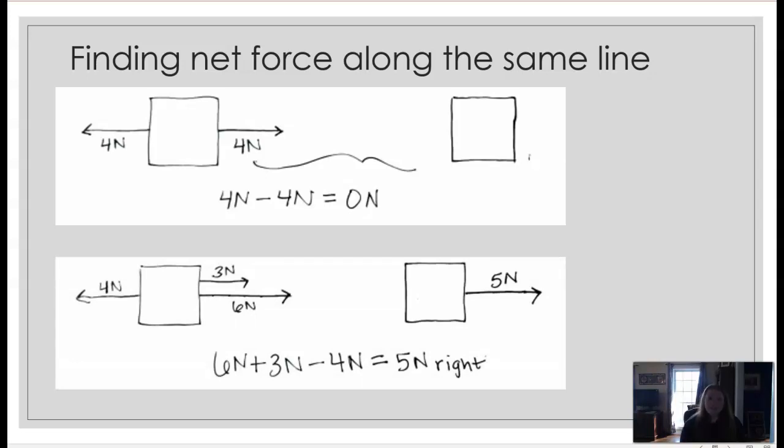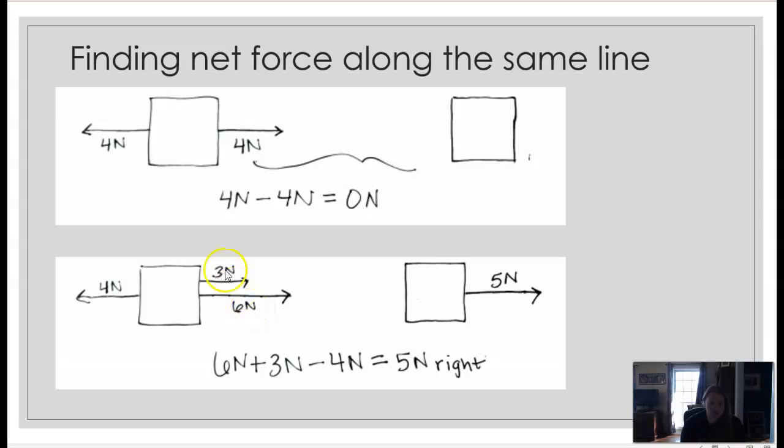Okay, now here's a combination. You can always do problems with lots of forces on these objects. So let's find the net force. Here we have 6 newtons to the right, 3 newtons to the right, and 4 newtons to the left. If I want to find the net force, I'm going to say positive 6, positive 3, negative 4, and I'm going to combine all of those together.